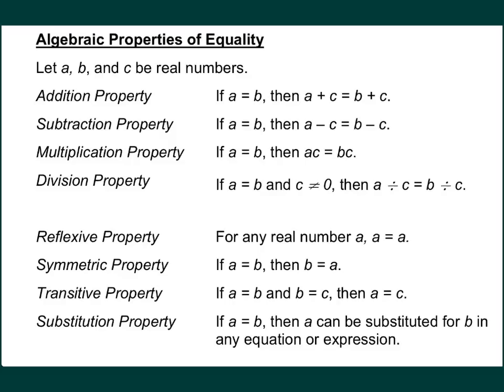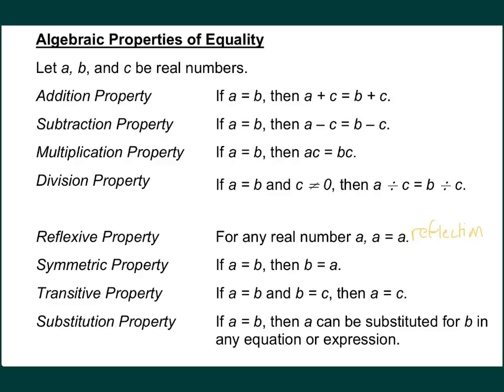Okay, so I'm actually going to look at the bottom half of this slide first, and we're going to talk about these properties first. The reflexive property says, for any real number A, A equals A. And what I tend to think about with that is a reflection. So when we think reflexive property, I want you to think reflection. Your reflection looks like you. So A is A. A looks like A, and that's it.